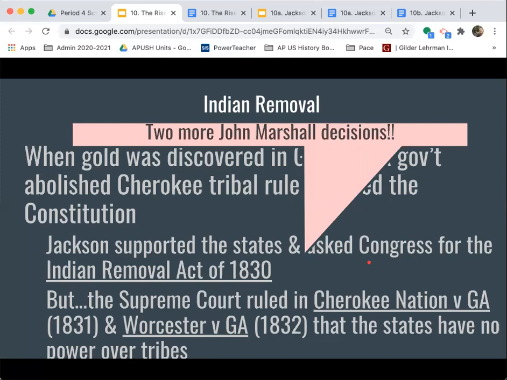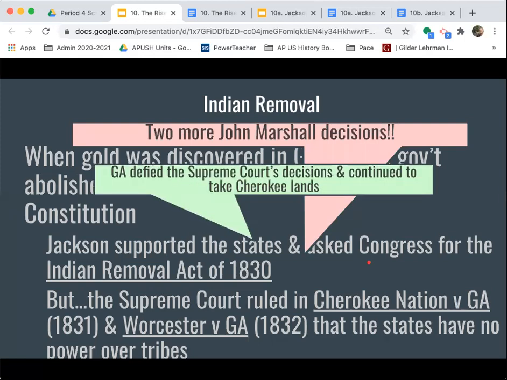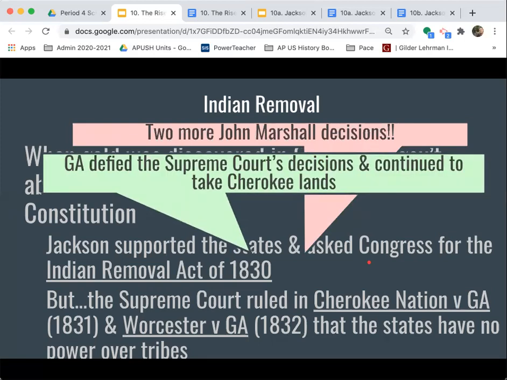Right? Two more John Marshall decisions. Georgia says, nope, sorry, we're not going to listen to you, John Marshall. And they continue to take Cherokee lands. They continue to let Georgia settlers encroach onto Cherokee lands.